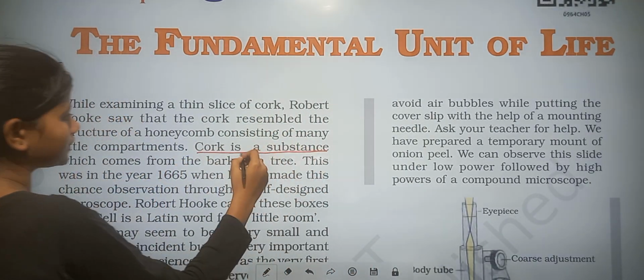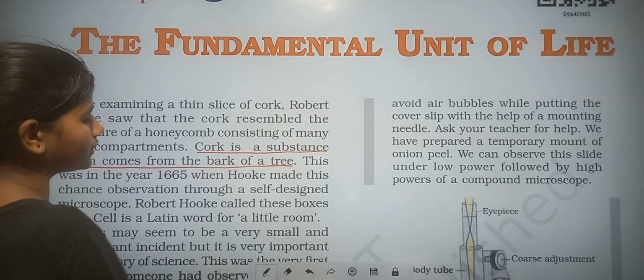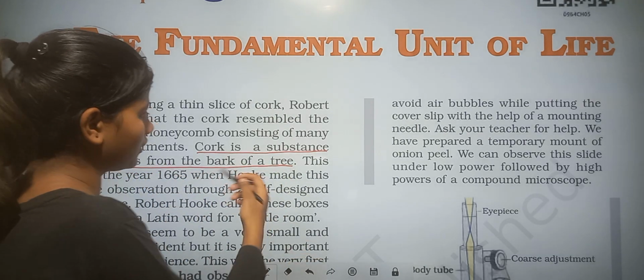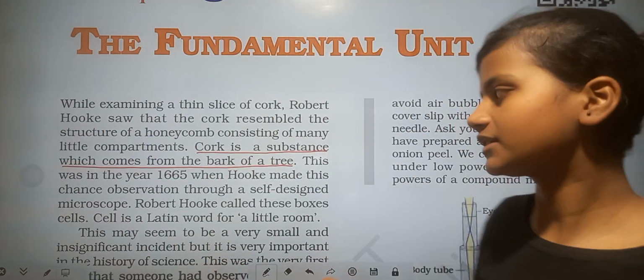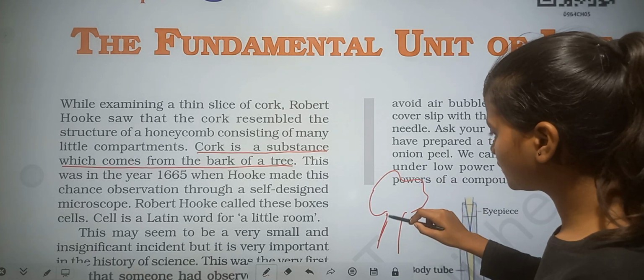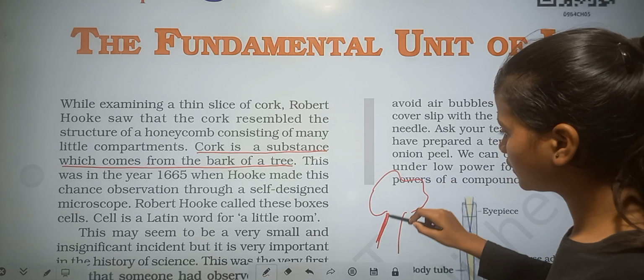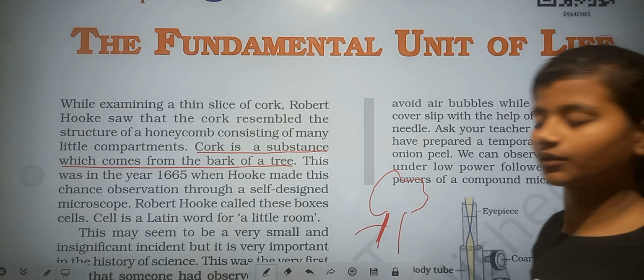Cork is a substance which comes from the bark of a tree. It means this is a tree and here is the bark present, and it comes from the bark, okay?